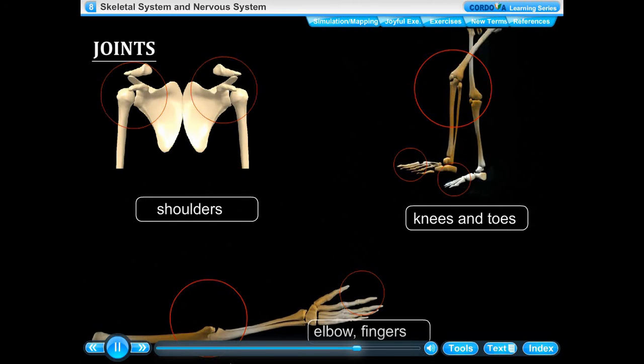Joints. The place where 2 bones meet is called a joint. Joints may be movable, which can move freely, or immovable, which do not allow any movement between the bones. Movable joints are of 4 kinds.